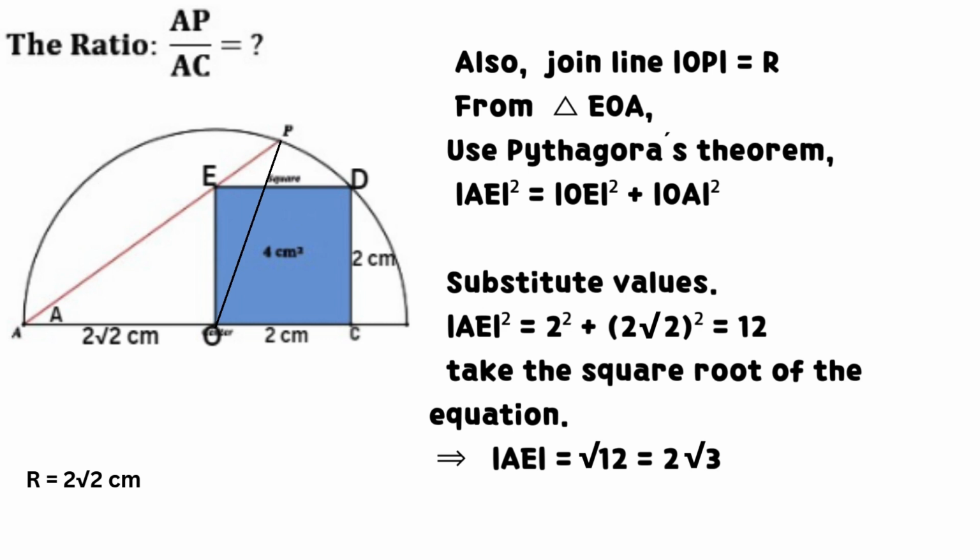Take the square root of the equation. It follows that the length of line AE equals the square root of 12, which equals 2 times the square root of 3.